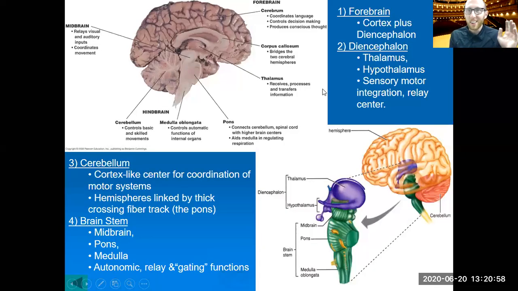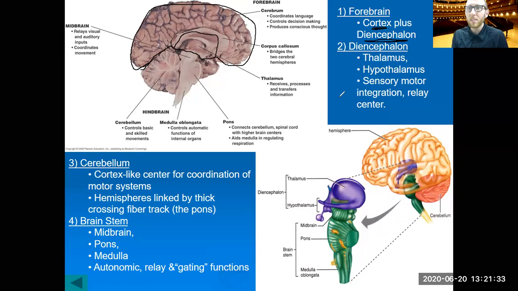On to our next slide, and I love this slide because this slide does a great job of separating the sections. Now we can say the forebrain is another section, which is a combination of the cortex and the diencephalon. So if I were to draw a line, it would look something like this. This would be the forebrain, with this area here as the diencephalon, thalamus, and hypothalamus.